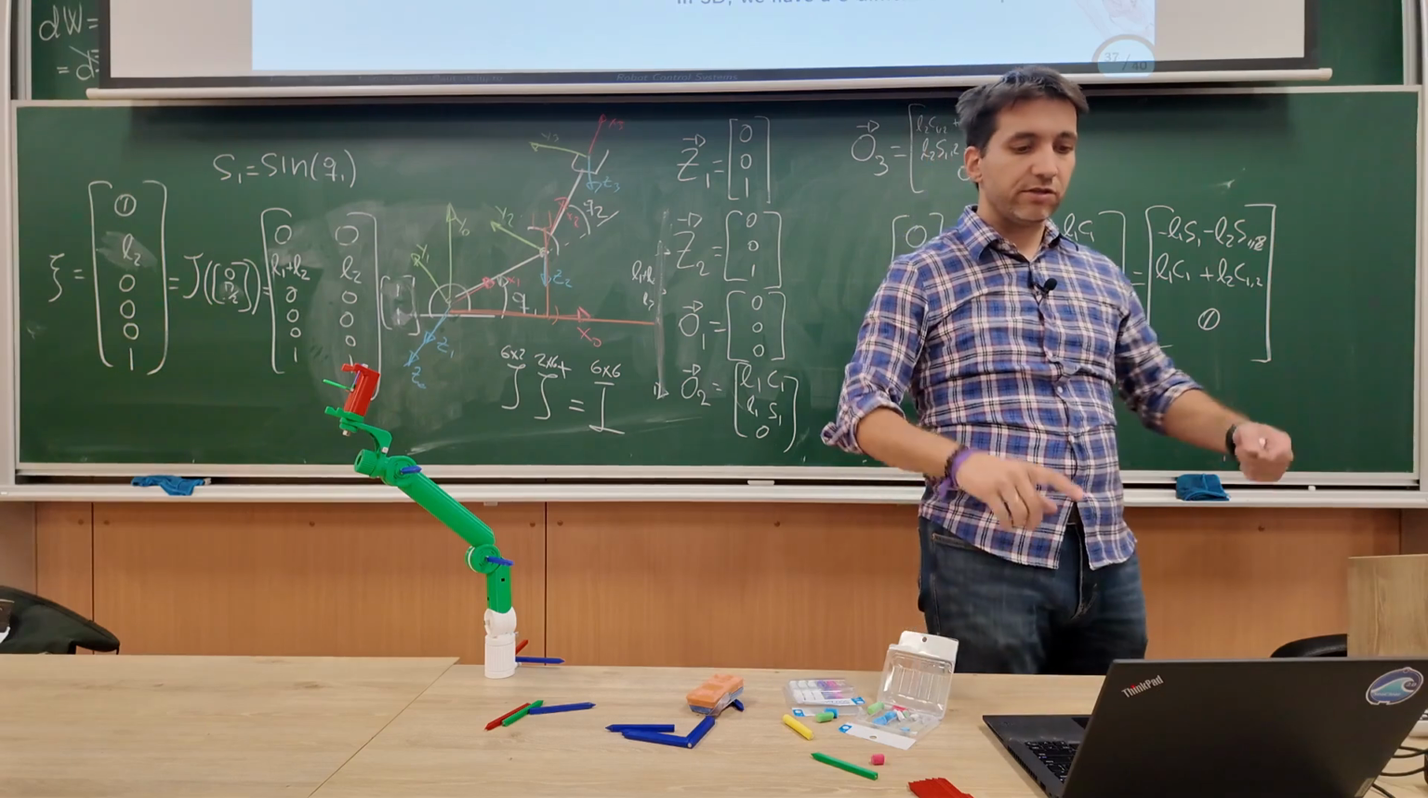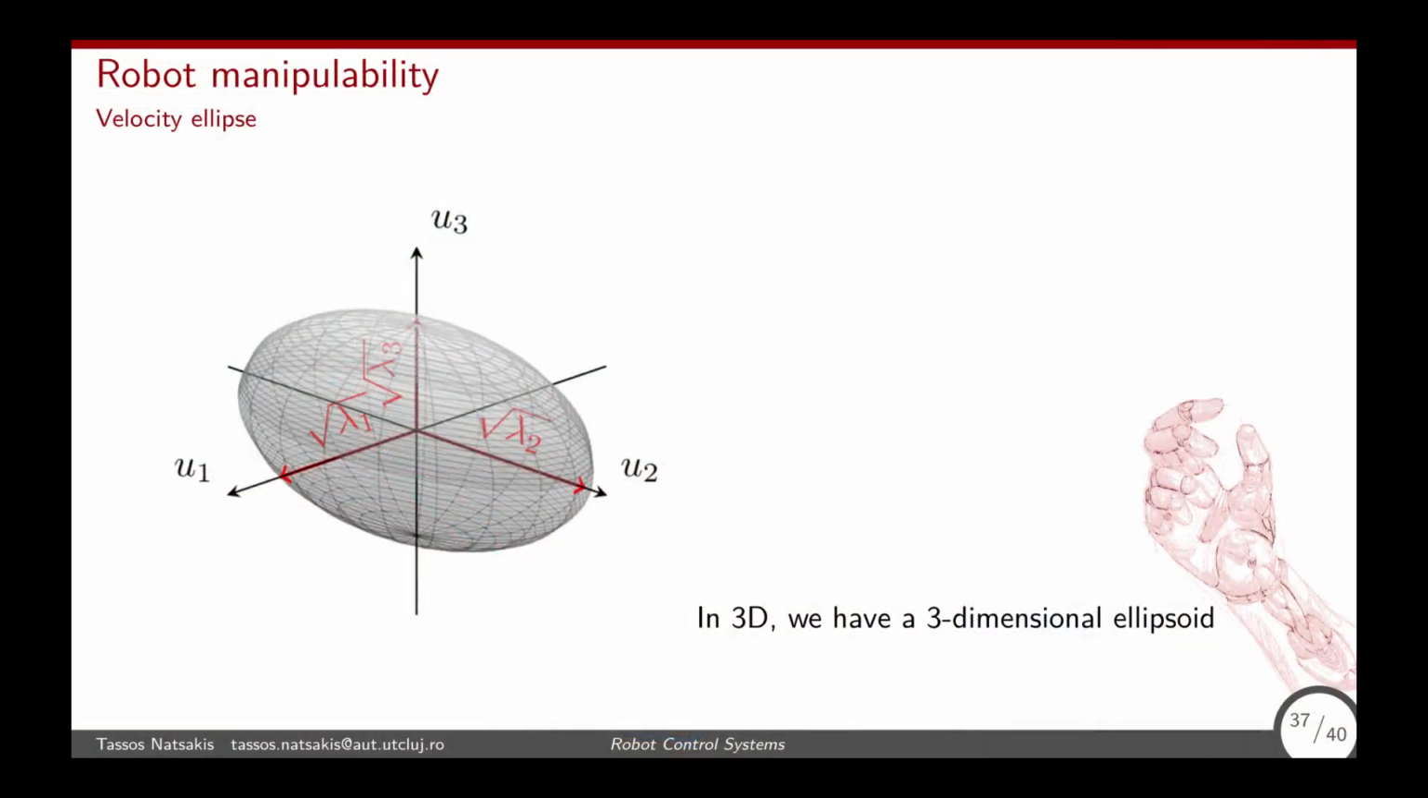In 3 dimensions, this is an ellipsoid, which is basically an ellipse with 3 different principal components, and eventually I have 2 ellipses, one for the linear velocity and one for the angular velocity, but that's too complicated to demonstrate.